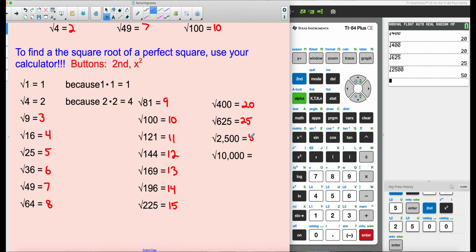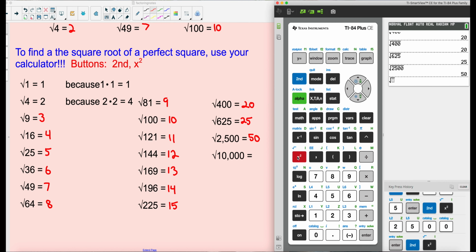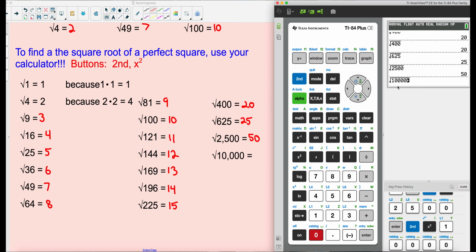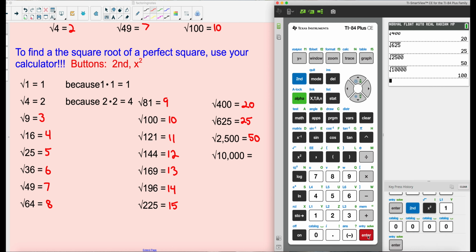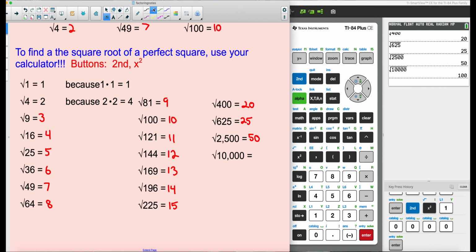And finally, last but not least for this, the square root of 10,000. Again, it's a big number. You go to your calculator. Second function, x squared, 10000. You do not put commas in the calculator, guys, when you're dealing with numbers in the thousands. Just keep that in mind. You hit enter, boom, square root of 10,000 is 100.